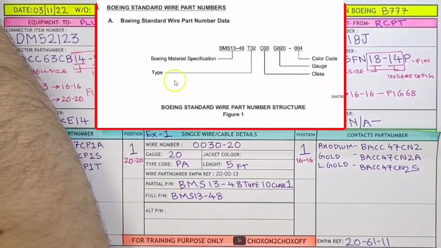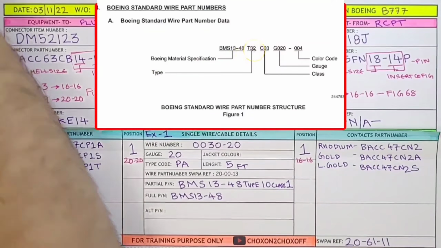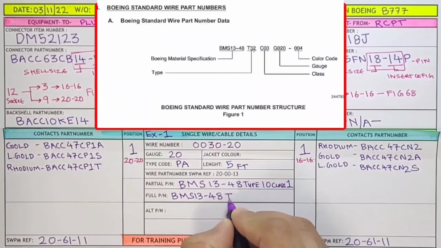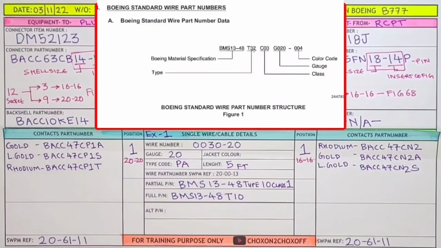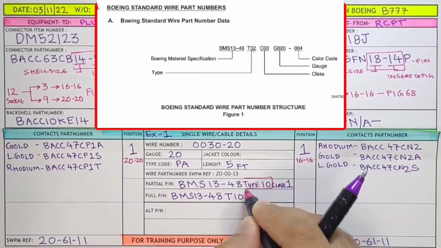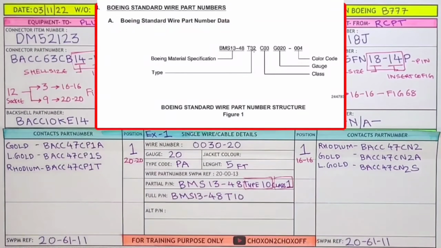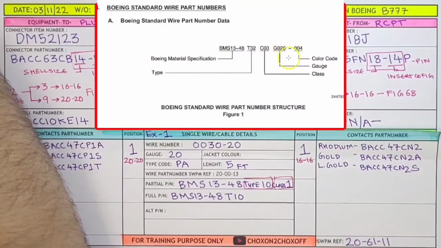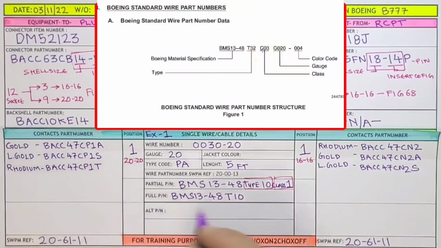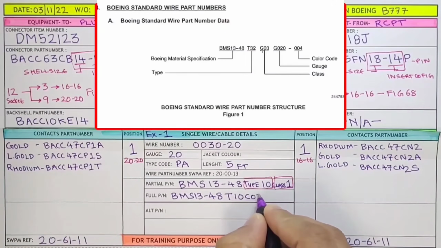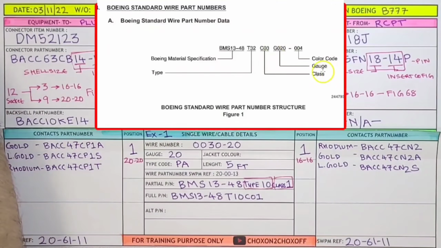Okay, now this is the type 32. So in our case we will write T, we don't need to write type in full, our type is 10. Okay, our type is 10 and our class is number 1. So Tango-10 I have written. Now class is 01, so I'll write down C01. Now the gauge of the wire, we already know the gauge, which is 20, so I'll write down Golf 020.